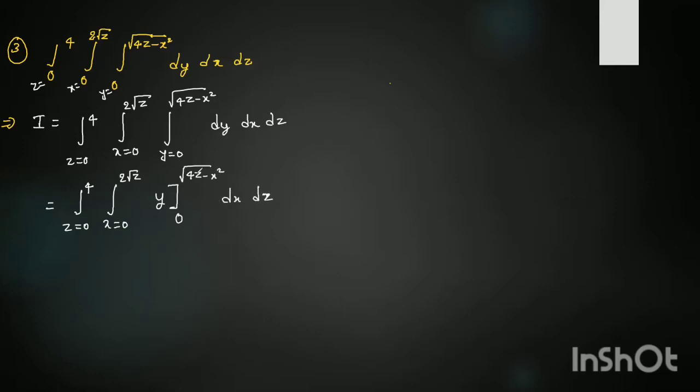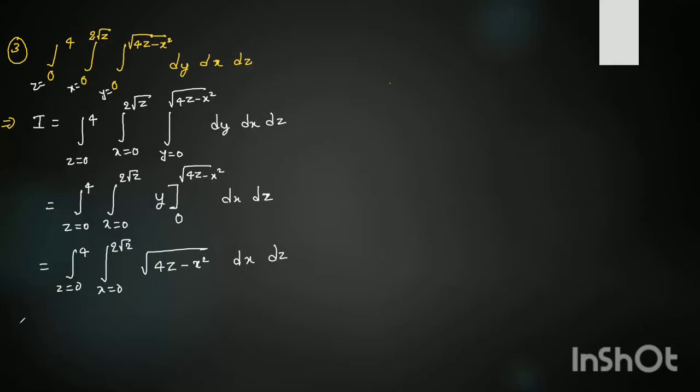Now in place of y we have to substitute both the limits. The lower limit is 0, so there is no need to write it; we only substitute the upper limit. So z is from 0 to 4, x is from 0 to 2 root z, and in place of y I write square root of 4z minus x square, dx dz.